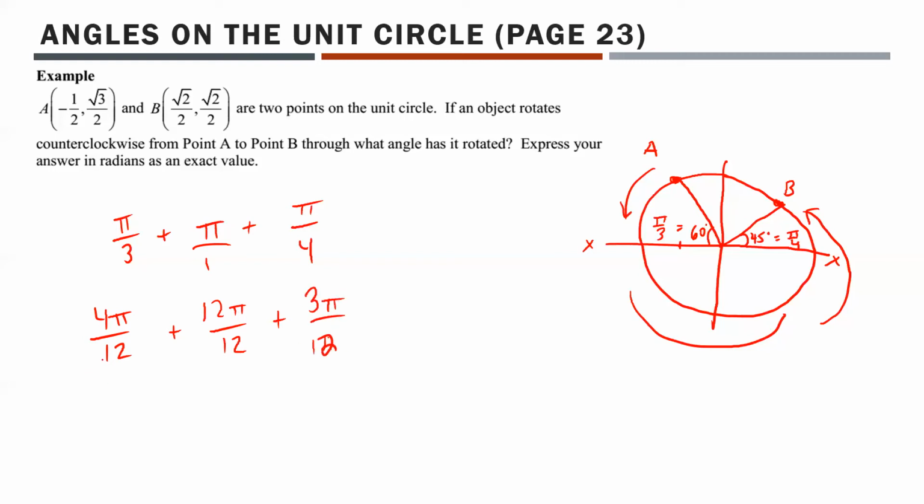There we go. 4 pi over 12 plus 12 pi over 12 plus 3 pi over 12 is going to be 4 plus 12 is 16, plus 3 is 19 pi over 12. And ideally, we'd like to reduce that, but I don't think we can. There's nothing that's going to divide all that by, so that right there would be our answer.